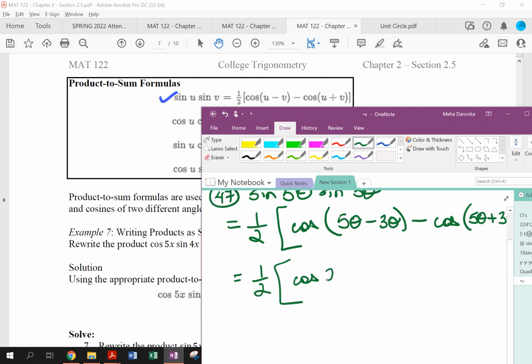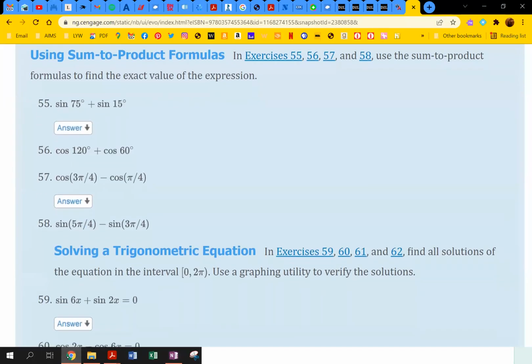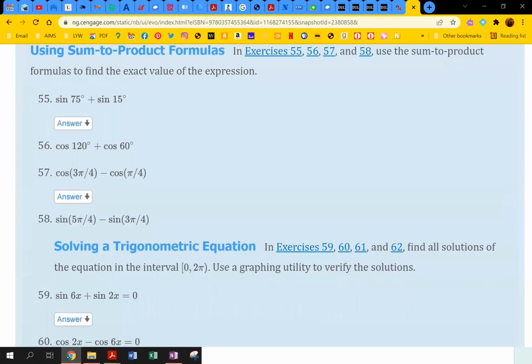So 5 theta minus 3 theta will of course be 2 theta, minus cosine of 5 plus 3 will be 8 theta. And let's see how far do they want us to go in this. Actually, that's as far as you need to go. So you are converting this from a product to a sum, but it can be a minus sign, sum or difference.